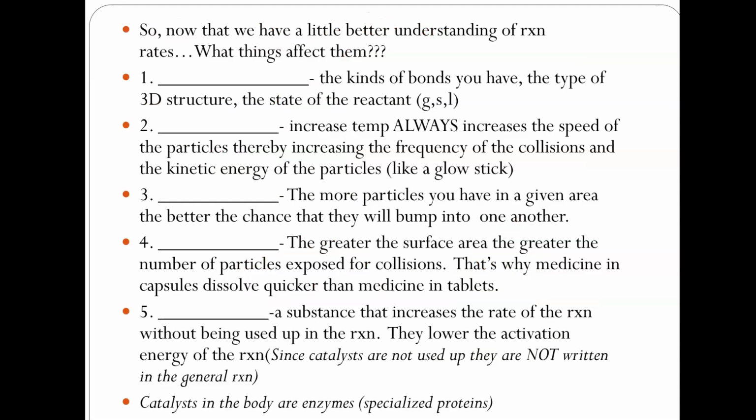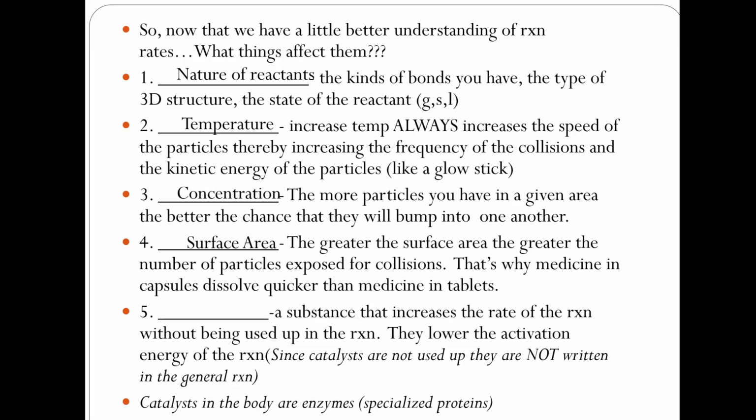All right, so let's talk about what kinds of things affect how quickly a reaction happens. First, the nature of the reactants. What kind of reactants are they? Are they solids, liquids, and gases? Two, the temperature. We already know that temperature increases the rate of a reaction because it increases the energy and it increases collisions. The concentration, if we add more of something, that increases the likelihood of a collision to happen, increasing the likelihood of a reaction to happen.